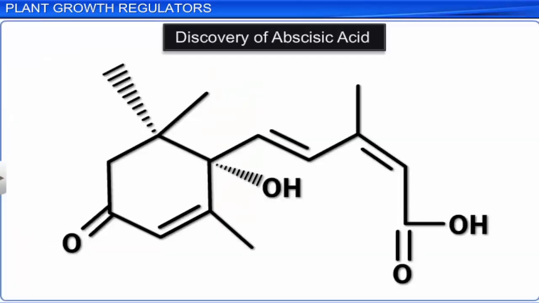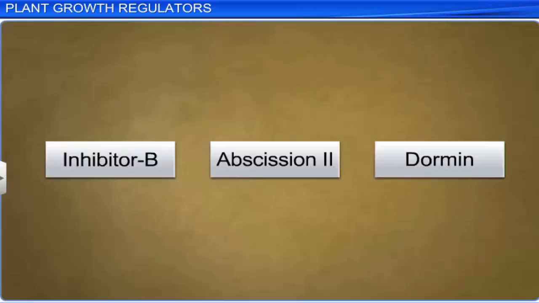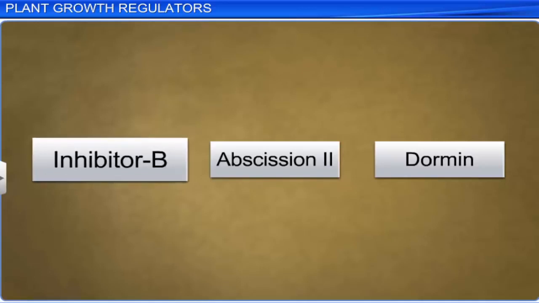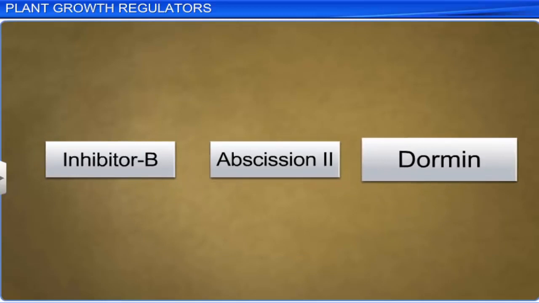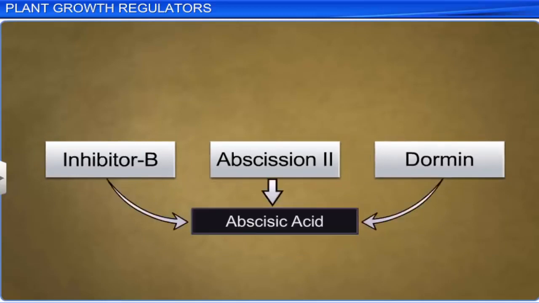The discovery of abscisic acid dates back to the 1960s, when 3 independent researchers purified 3 different inhibitors of plant growth, namely inhibitor B, abscission II, and dormin. Later, it was found that all 3 inhibitors were chemically identical and were called abscisic acid.